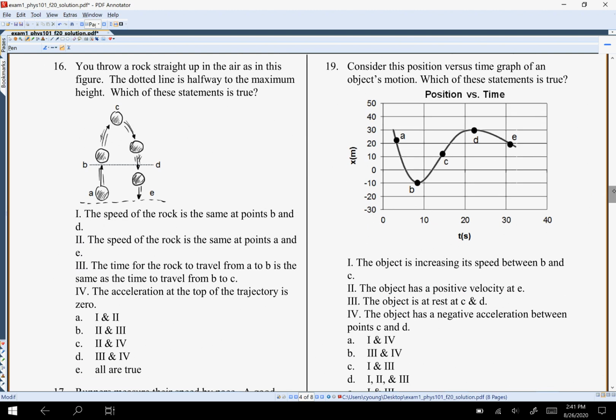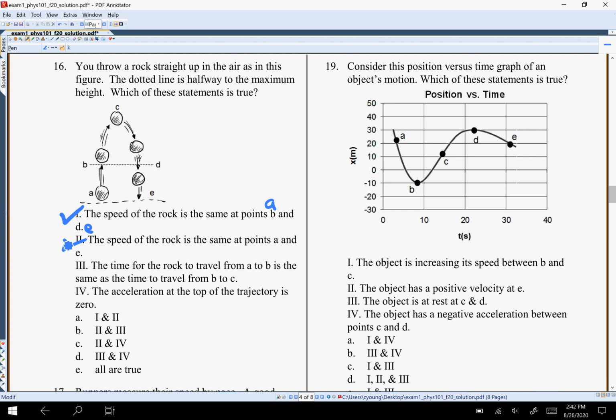You throw a rock straight up in the air as in this figure. The dotted line is halfway to the maximum height. Which of these statements are true? The speed of the rock is the same at points B and D. True. We could also say that the speed is the same at A and E. Those are very similar statements, and both of them are true statements. The speed of the rock is the same at points A and E. Oh, so A and E. So that's also true.